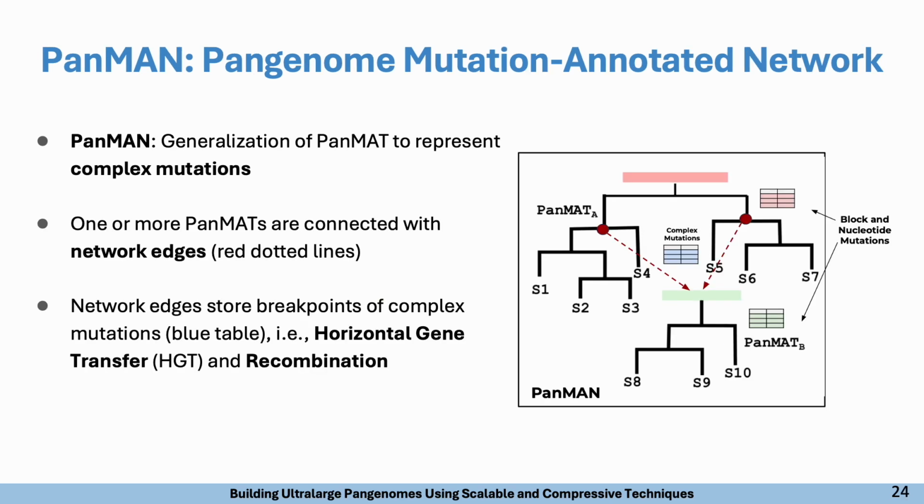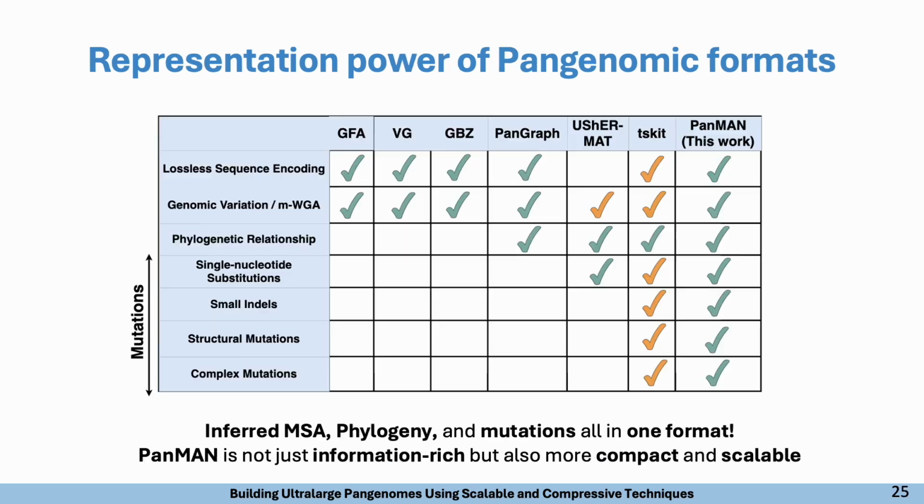Finally, PanMAT is extended to PanMAN, which is Pangenome Mutation-Annotated Network, to represent complex mutations such as recombinations and horizontal gene transfer. These mutations break the vertical mode of evolution and form a network-like structure. To handle this, PanMAN connects multiple PanMATs together through network edges, and these edges, which are shown in red dotted lines here, store the complex mutation information such as breakpoints and node IDs. And this is how PanMAN represents complex mutations.